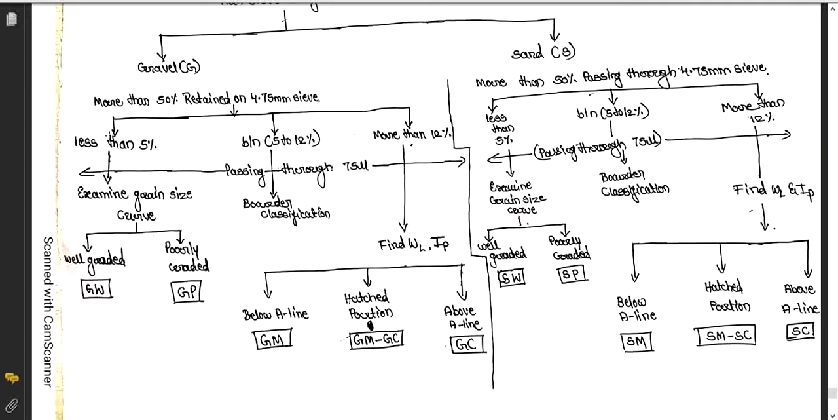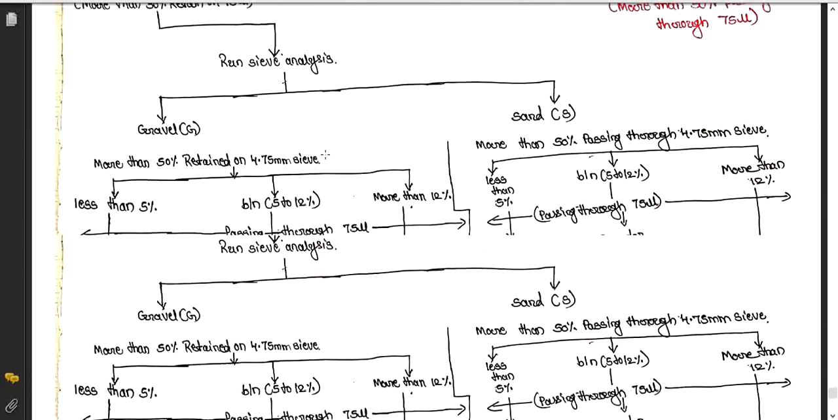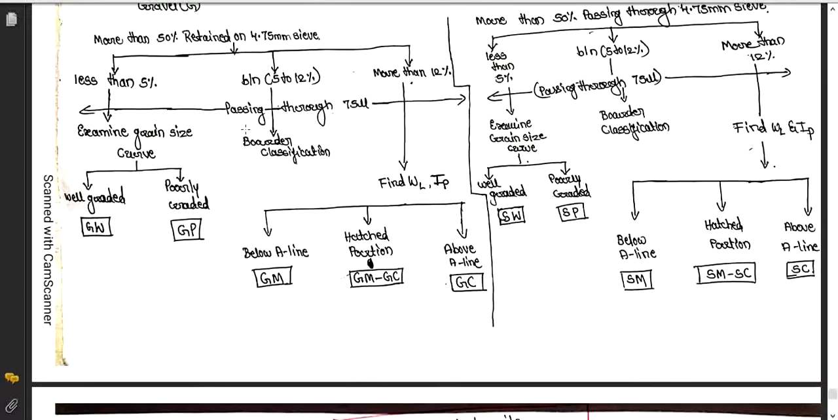Now this is the case, but if the soil sample passing through 75 micron is in between 5 to 12%, then it is border classification. I am going to tell you about border classification later. This border classification is nothing but in Casagrande's chart I have shown double nomenclature. So if more than 12% is passing through 75 micron sieve, find out liquid limit and plastic limit. After finding out liquid limit and plastic limit, what are we going to do?